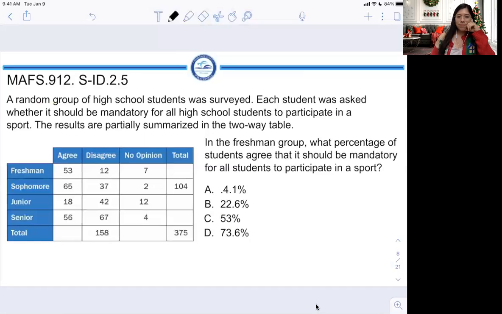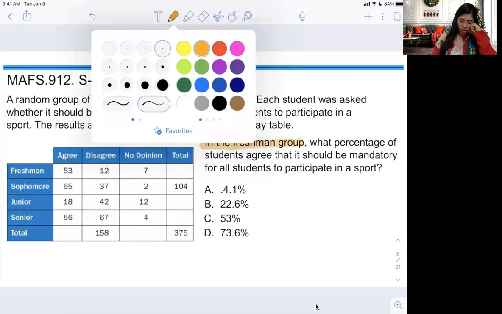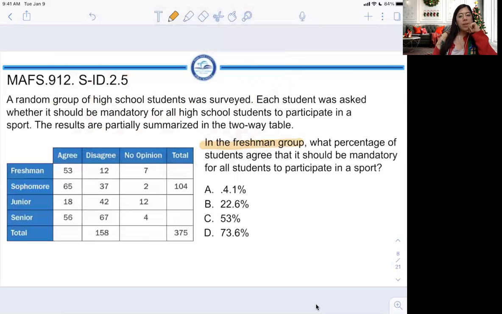A random group of high school students was surveyed. Each student was asked whether it should be mandatory for all high school students to participate in a sport. The results are partially summarized in the two-way table. In the freshman group, what percentage of students agree that it should be mandatory for all students to participate in a sport? So I'm looking only in the freshman group, which means I need to know how many freshmen. 19 plus 53 is 72.